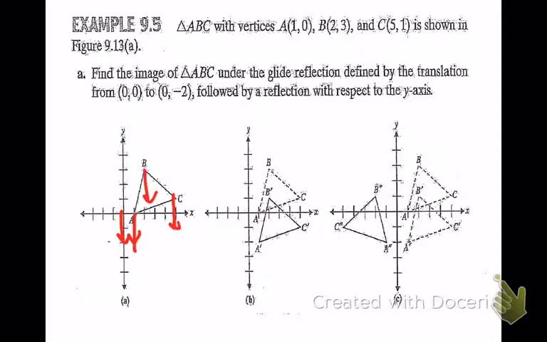Go ahead on the middle graph, graph B, and do the translation of 2 down to get A prime, B prime, C prime. When you get done, it should look like the figure B I have up there.